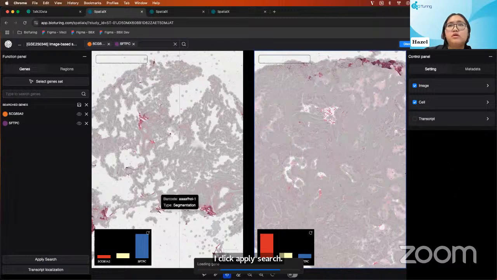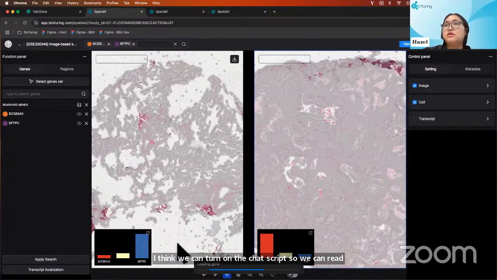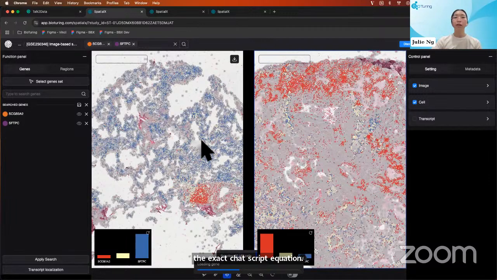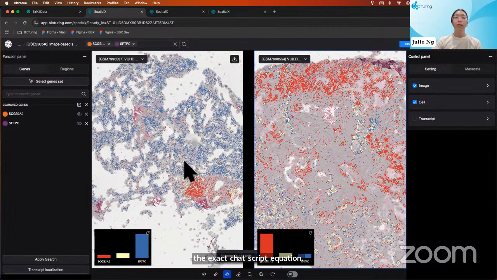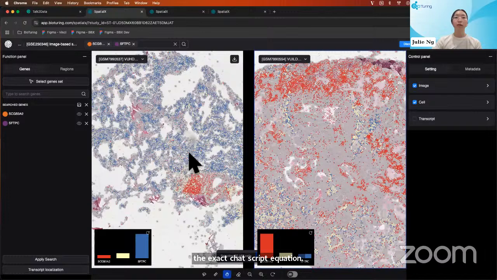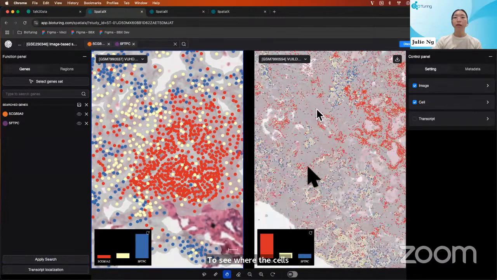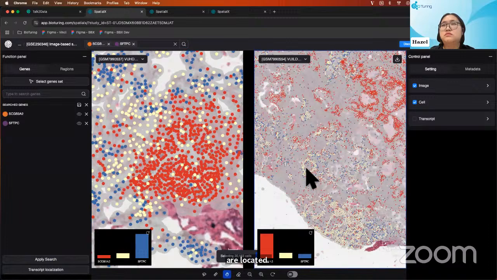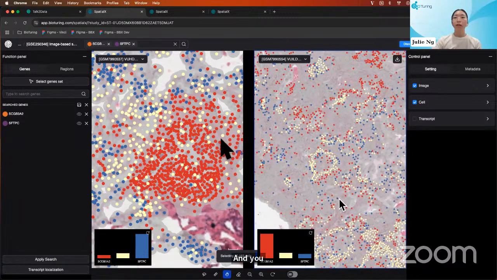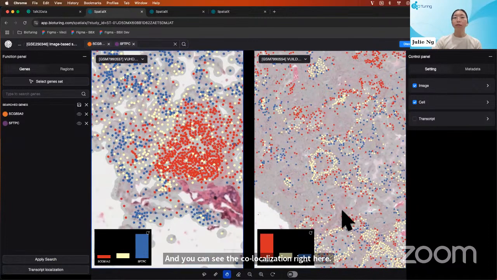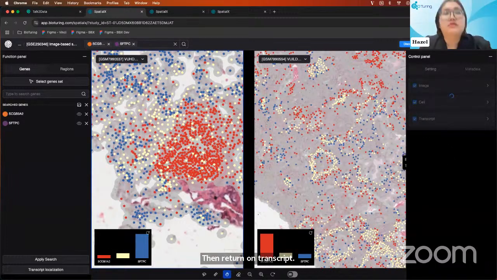I think we can turn on the transcript so we can read the exact transcript location. Yeah, that's right. Right now we're looking at the cell centers to see where the cells are located. And you can see the co-localization right here. And when we turn on the transcript, okay, good. So we can see the clear co-localization of the two genes.